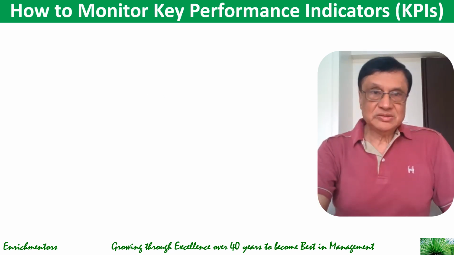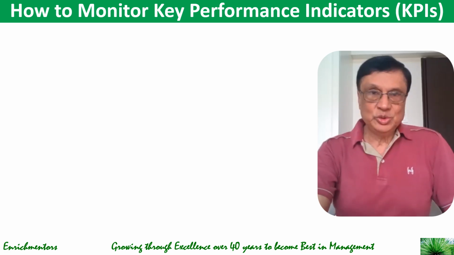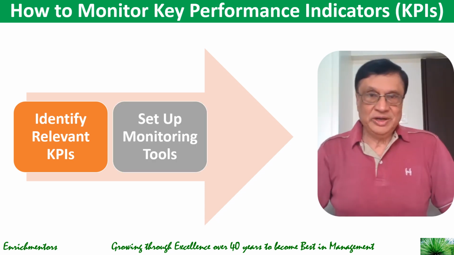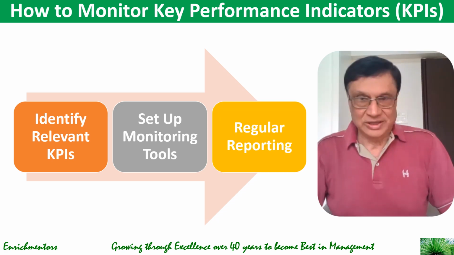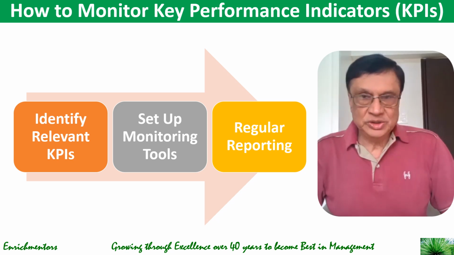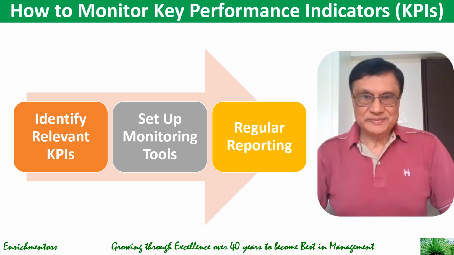So the task of monitoring key performance indicators requires you to do a few things. First, you need to identify the relevant KPIs, the key performance indicators. Then you set up the monitoring tools, and then you keep reporting regularly. So these are the three broad steps that you need to take, in a simple but very effective way. Let us look at each of these steps in more detail.